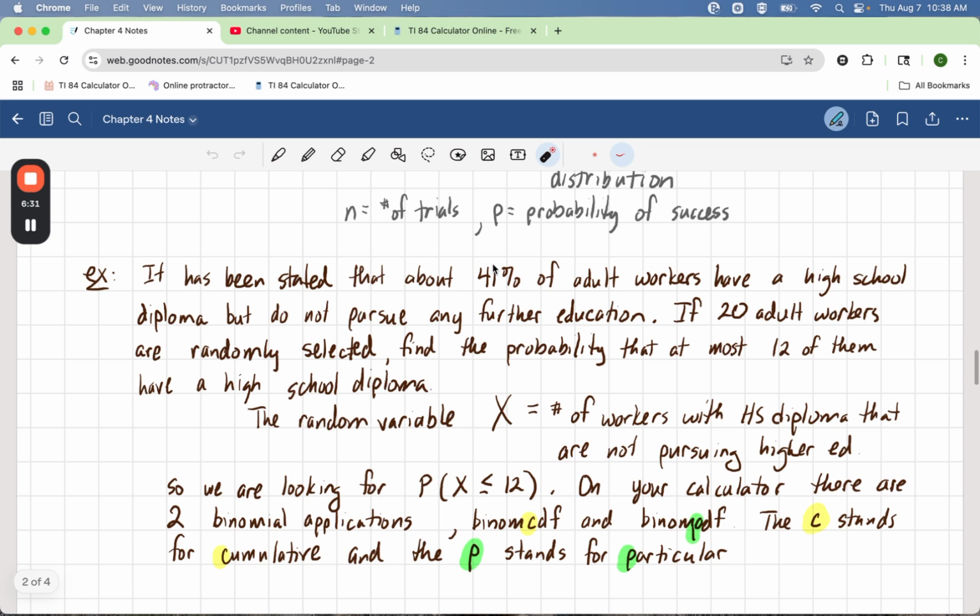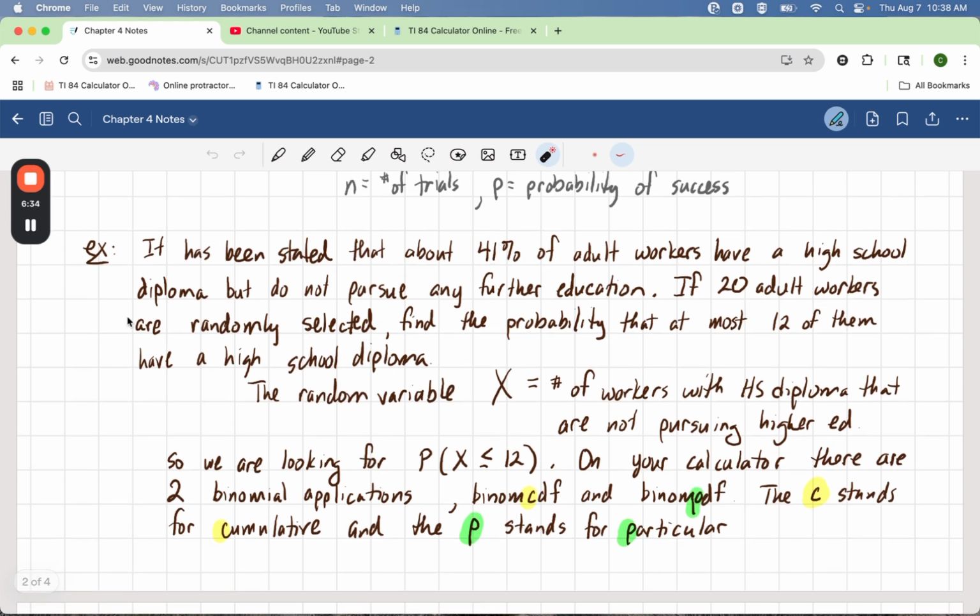This example has a lot of words and uses double negatives and stuff. It has been stated that about 41% of adult workers have a high school diploma but do not pursue any further education. So actually the probability of success, not pursuing any further education with a high school diploma, is 0.41. If 20 adult workers are randomly selected, find the probability that at most 12 of them have a high school diploma. So X is the number of workers with a high school diploma that are not pursuing higher education. We're looking for the probability that X is less than or equal to 12.